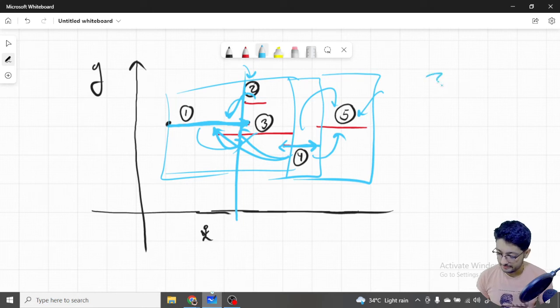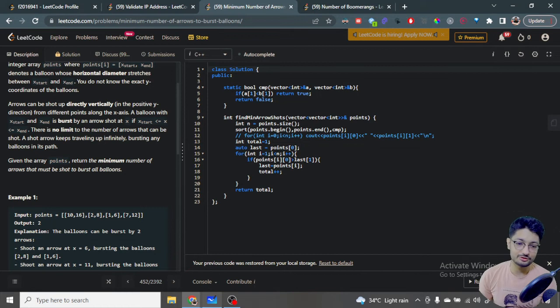So three arrows are required to burst all of these balloons. That's the minimum answer, the minimum number of arrows. So let's move on to the code part now. That's the overall logic for this problem.